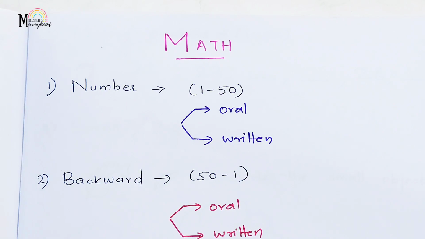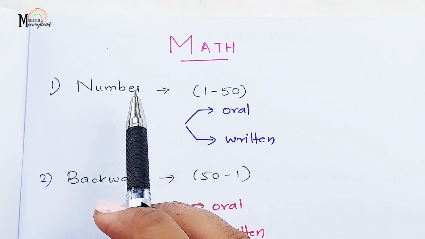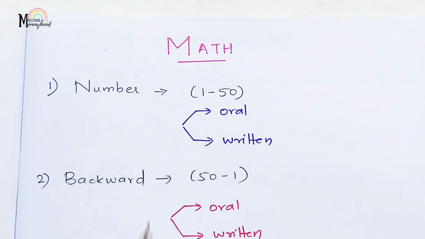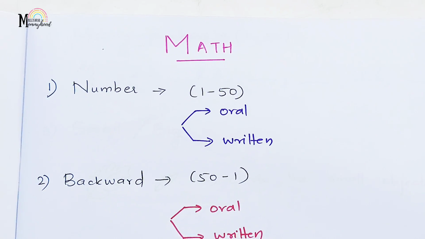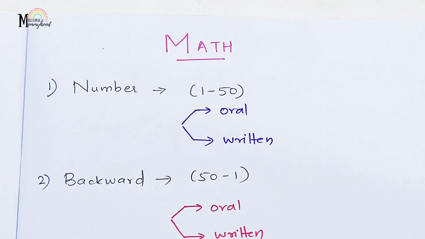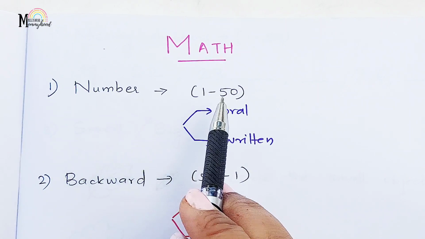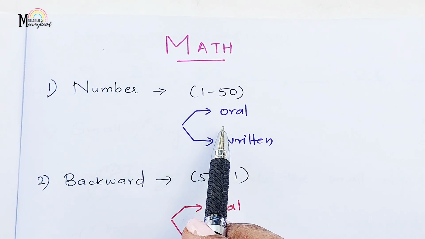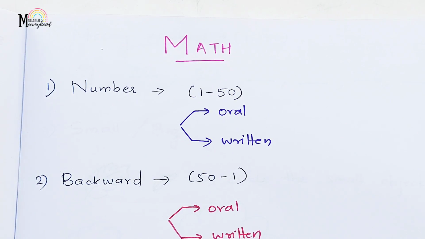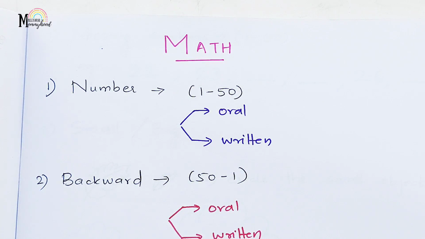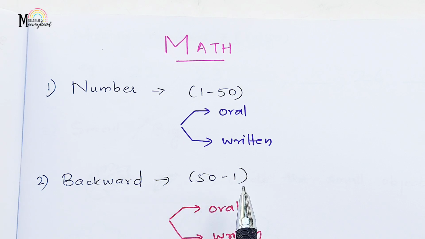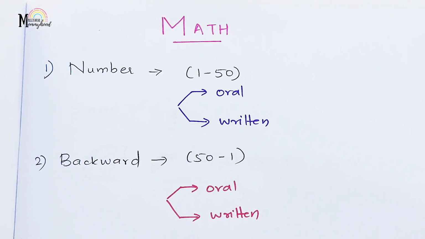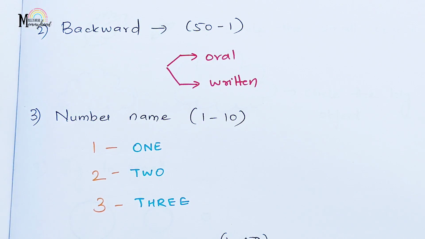Next comes mathematics. In math, the first thing that will be taught are numbers. 1 to 50 is what is taught in LKG, wherein the child will be learning to say it out orally and also to write it. This will be taught in parts from 1 to 10, then 10 to 20 and so on. Once they are aware of the numbers, simultaneously they are also taught the backward counting. When they are taught from 1 to 10, they are also taught from 10 to 1 and so on.